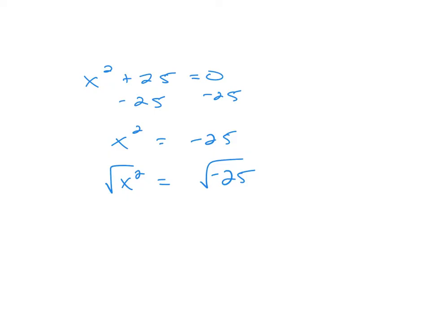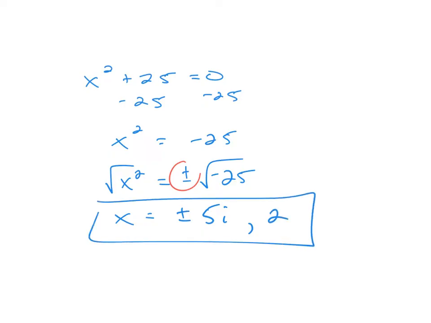Remember to add in a plus or minus. That's important. So we get x equals plus or minus. In this case, it's going to be i, but 25 we can reduce down to 5. So it's going to be 5i. So 5i and 2 are our 3 total solutions.